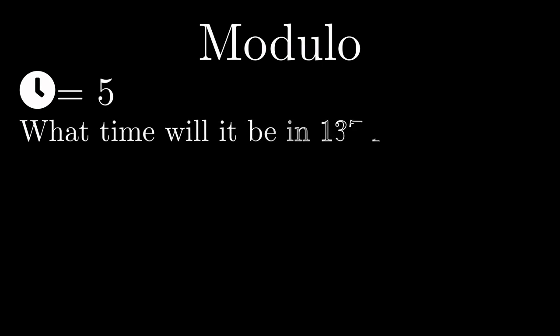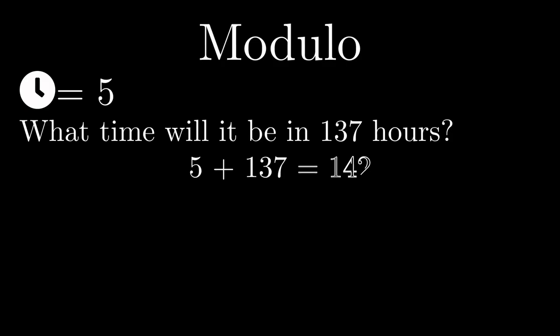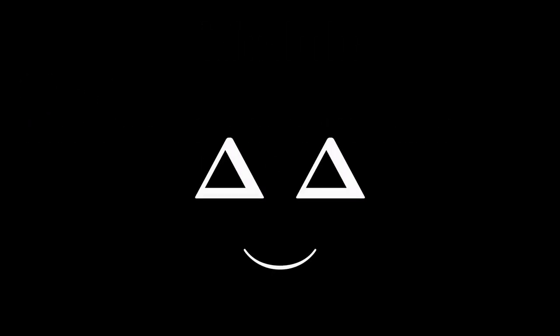A more complex example is: say the time is 5 o'clock, and we want to know what time it will be in 137 hours. We can simply add 5 and 137 to get our total hours, and then modulo by 12 to get 10 o'clock. If you want to implement the algorithms we talked about in the video, this is how you can do it in Python.